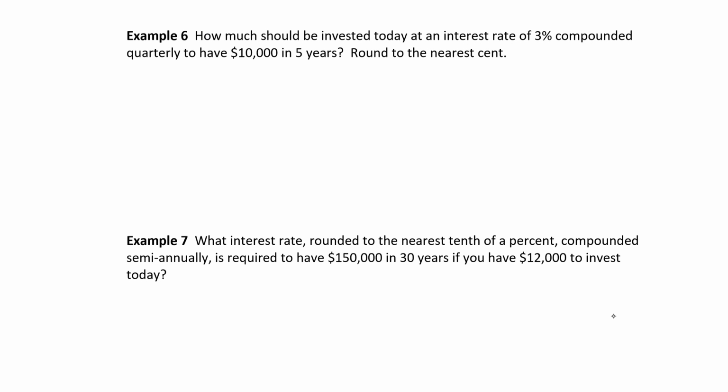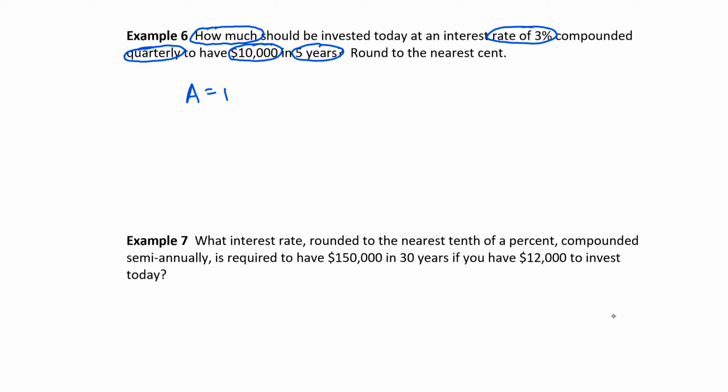Let's try another example. How much should be invested today at an interest rate of 3% compounded quarterly to have $10,000 in 5 years, round to the nearest cent? One thing I want to point out about this one, we're looking at how much should be invested today. This is a one-time lump sum deposit, not where you deposit a little bit over time. Okay, so how much one time should be invested today at a rate of 3% compounded quarterly with a future value of $10,000 in 5 years.